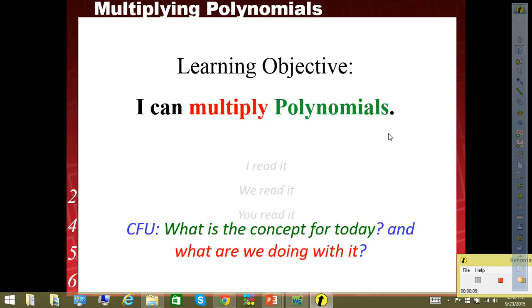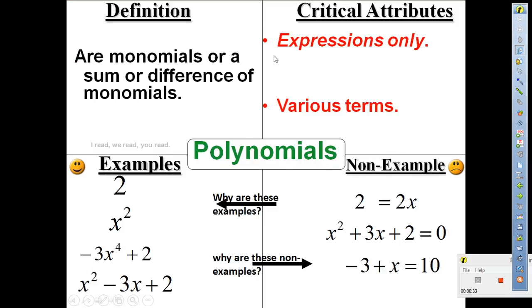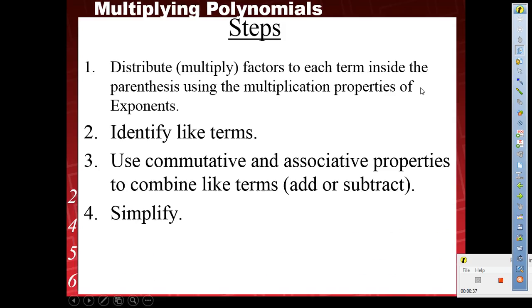So we don't need a fair amount because we already know what polynomials are. Is that correct? We wrote steps already for addition of polynomials, but I included distribution in there so that we can be one step ahead. So we don't need steps. You don't need to copy these. You already have these, okay?